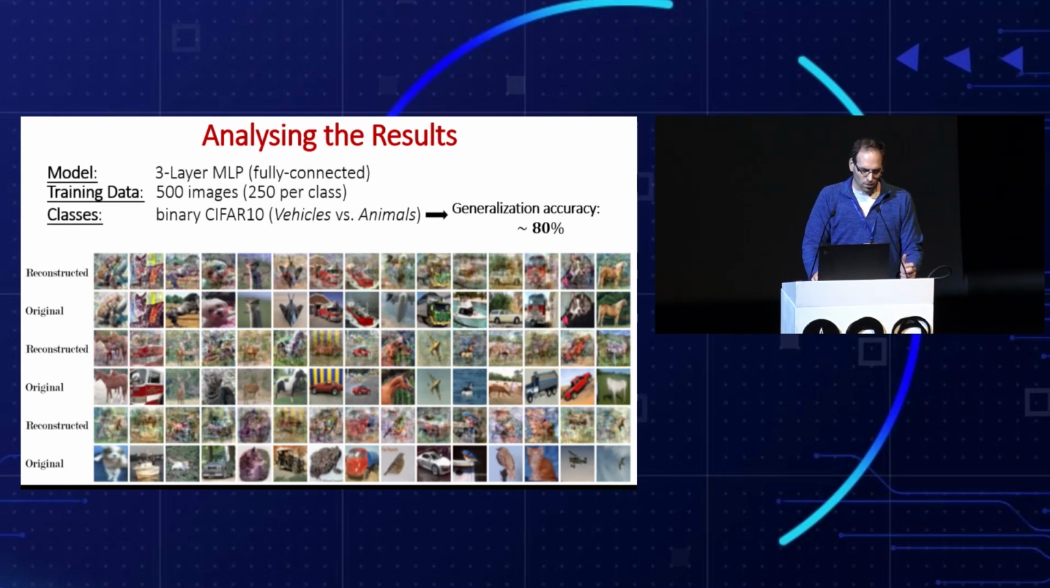This experiment was done by training a 3-layer MLP. The training data was 500 images, 250 images per class, to solve the binary CIFAR10 problem of vehicles versus animals, where the generalization accuracy was 80%, which is far from random. Now, see how the reconstructions really look like samples from the training set, like this car here. There are also some weird artifacts, like this reconstruction that converged to an average of 2 samples, and in general, there are some noises that we do not fully understand.